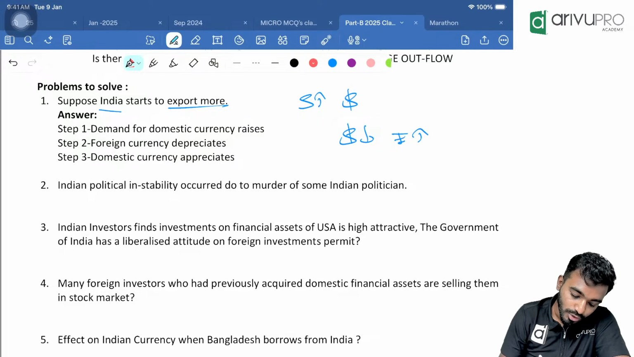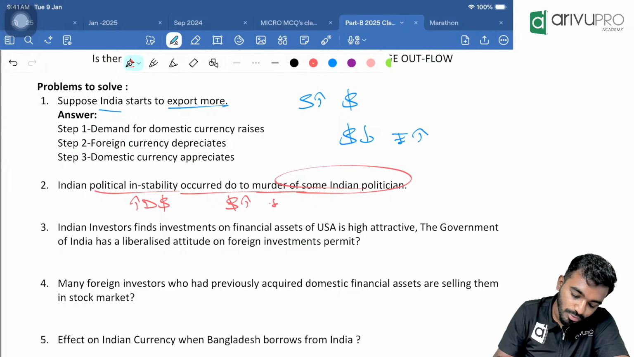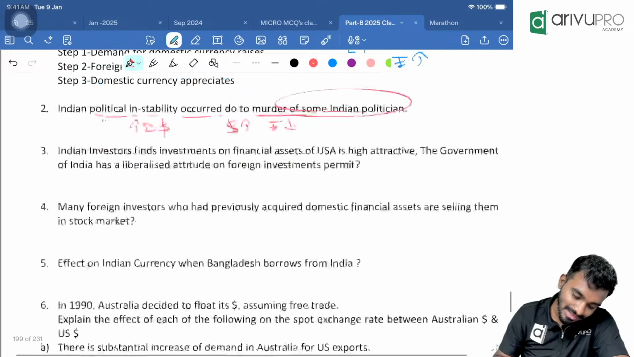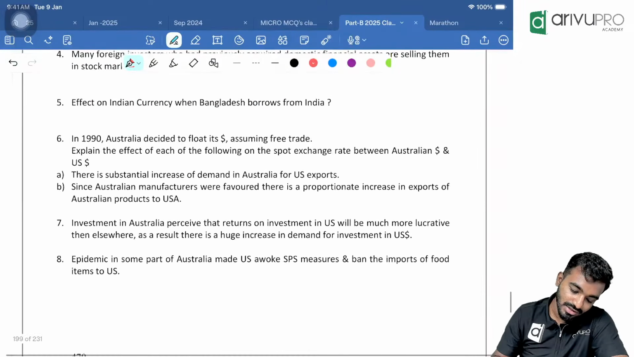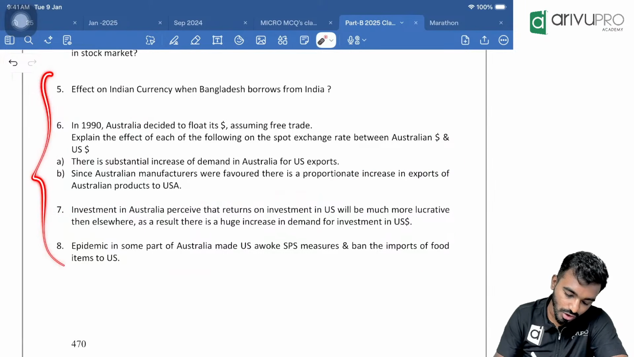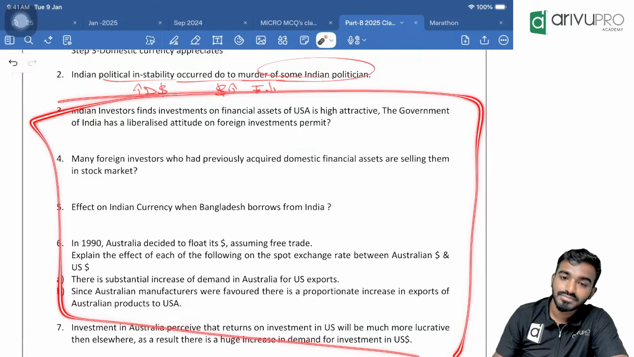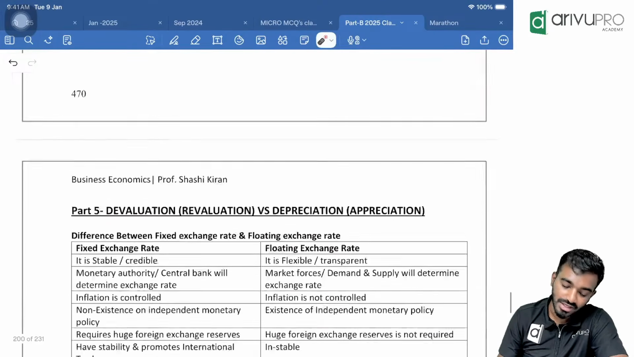Next, see there, Indian political instability occurred due to the murder of some Indian politician. So foreign investors will say, Tata bye bye. They will leave the country. So they will come and demand more and more dollars. When demand increases for dollar, dollar gets appreciated, rupee gets depreciated. Like this in class, I have given multiple scenarios, some Australian dollar, US dollar, some confusing statements and all. We have done all this. So like this, questions may come in the exam. So for the safer side, we have done it.